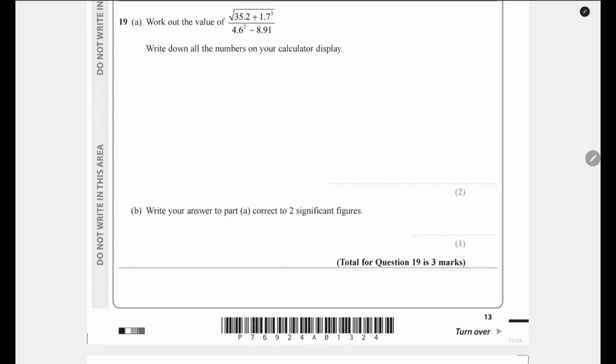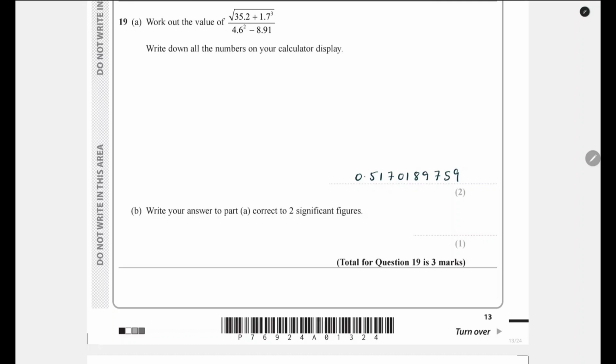Question 19a says, work out the value of the square root of 35.2 plus 1.7 to the power of 3, divided by 4.6 squared minus 8.91. Write down all the numbers on your calculator display. So if we put this into our calculator, we should get 0.51701897... Part B says, write your answer to part A correct to 2 significant figures.